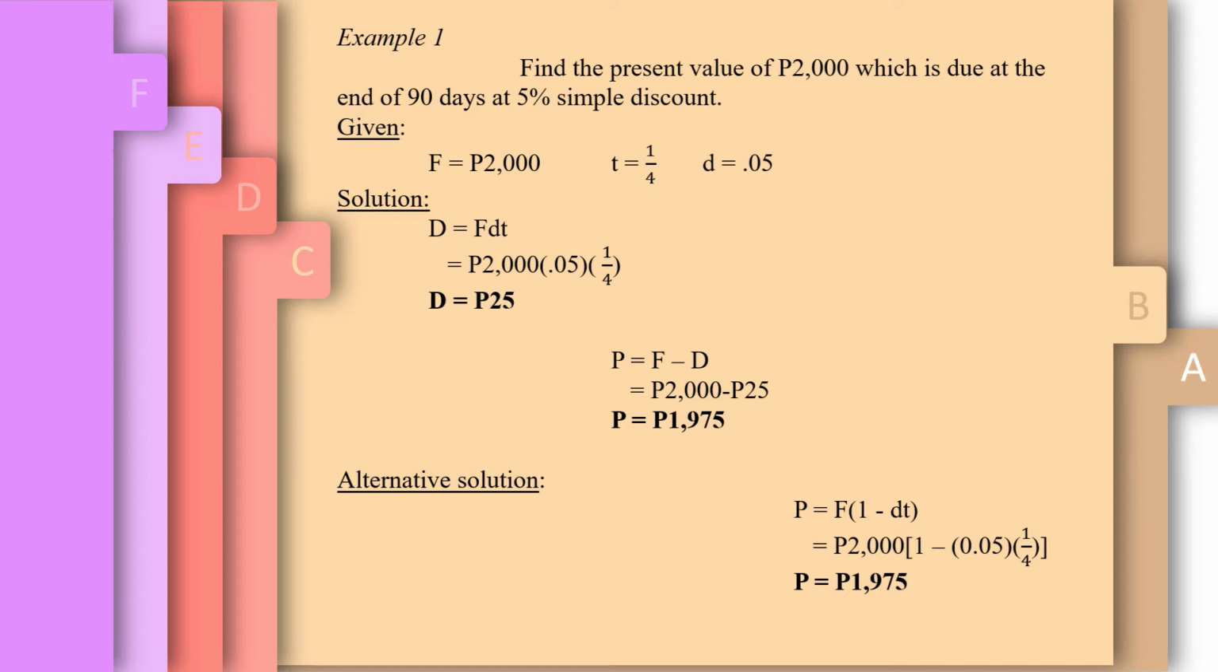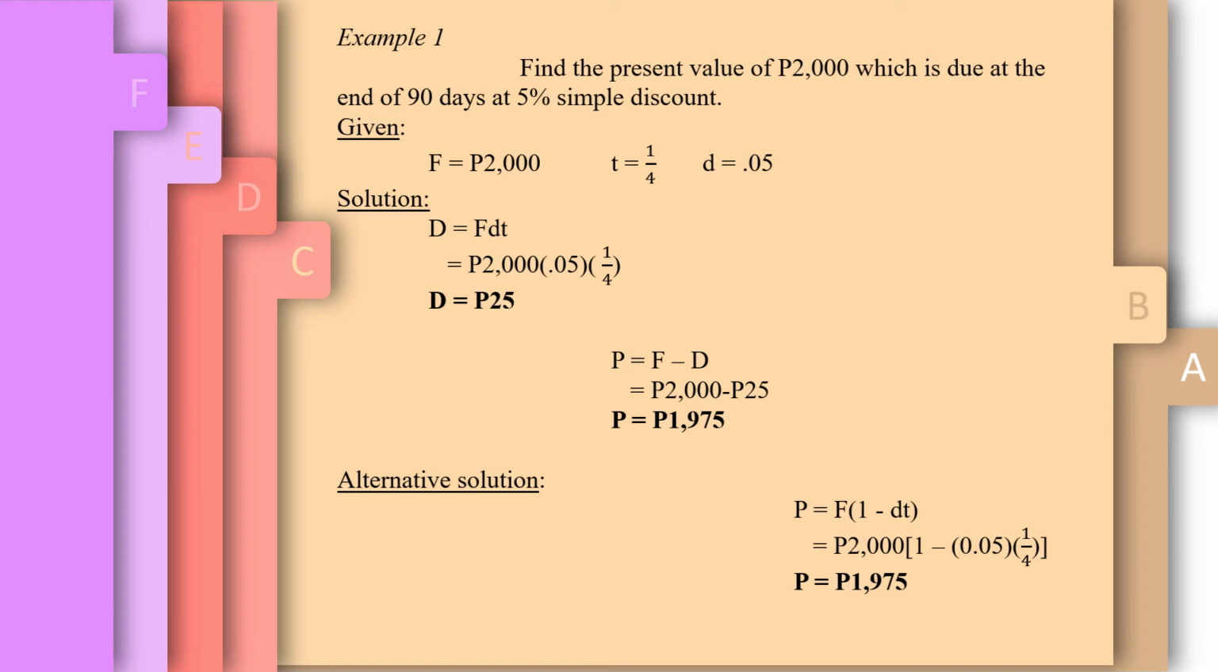So the solution, formula D, or discount, is amount of maturity times the discount rate times time. So by substitution, we have 2,000 pesos times 0.05 and times 1/4. So we have discount is equal to 25 pesos. So we have to find the principal amount or the present value. So P is equal to F minus D. Since D is already given, or we already solved D, we have to use that formula P is equal to F minus D.